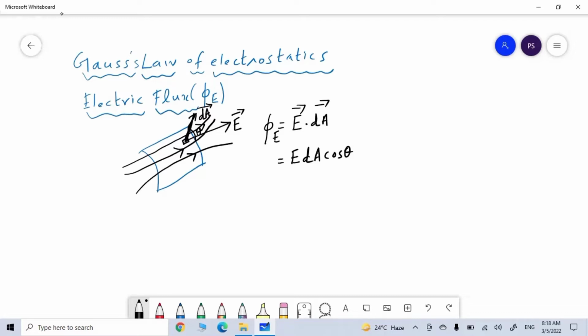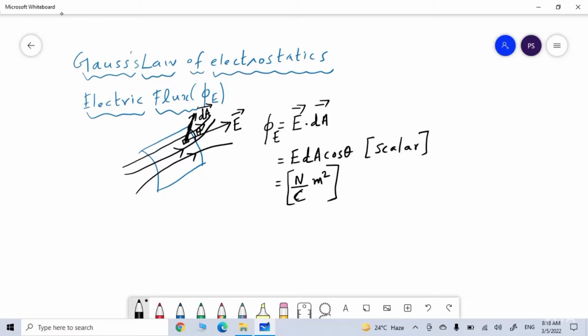Electric flux is a scalar quantity, so it can be positive, it can be negative, it can be zero. And the unit for electric flux: you know the unit for electric field is Newton over Coulomb, and area is always meter square. So Newton over Coulomb meter square would be the unit for the electric flux.